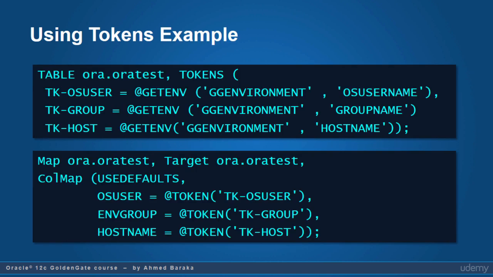In the example shown in the slide, the extract process is creating tokens. It saves the operating system username, group name, and the host name into those tokens. In the target side, the replicate is reading this information and saving them in 3 target columns. Notice that the extract process uses the @GETENV function to obtain the information it needs about the source environment.